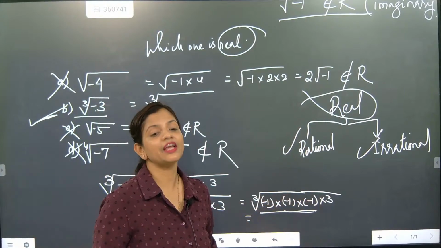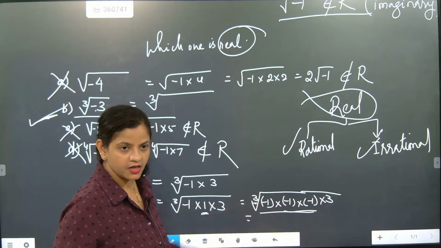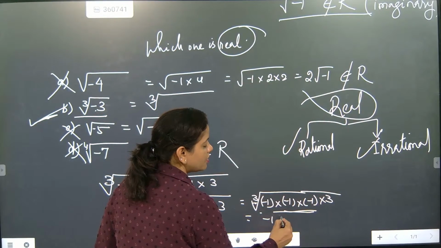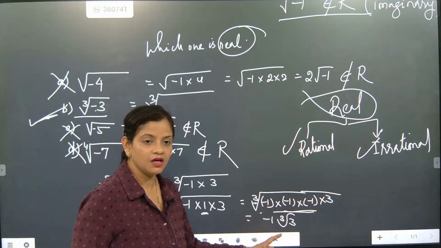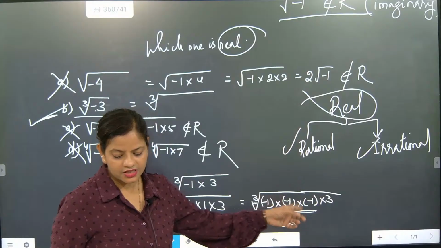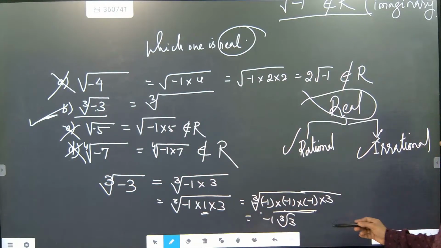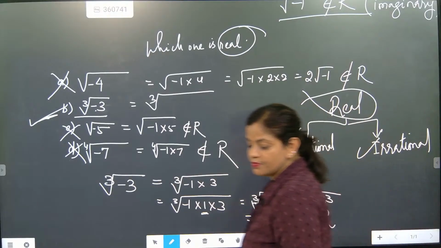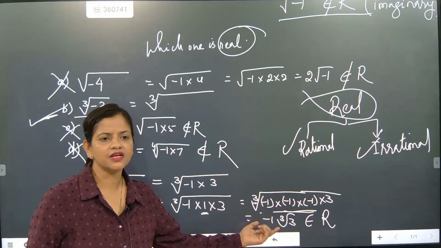Here how many times did minus 1 come? 3 times. And here what is the cube root? 3. So minus 1 will come out of the cube root of 3. Now this is real because negative is not inside. Since negative is not inside, it will become real. So definitely it will belong to real numbers.